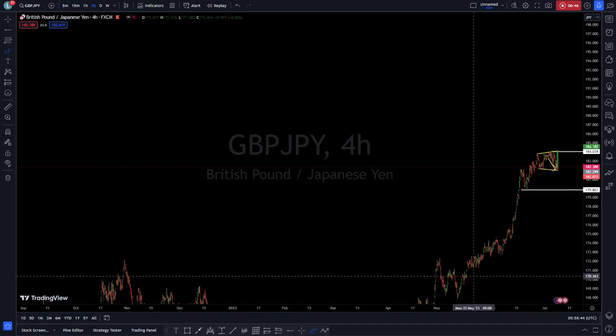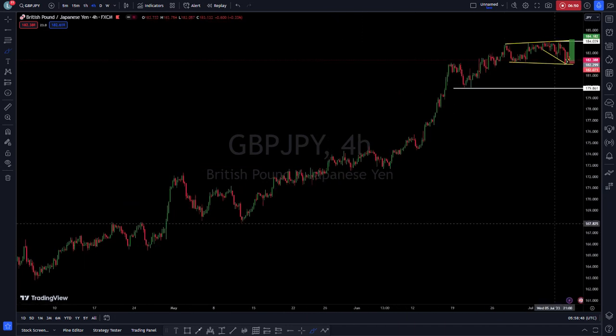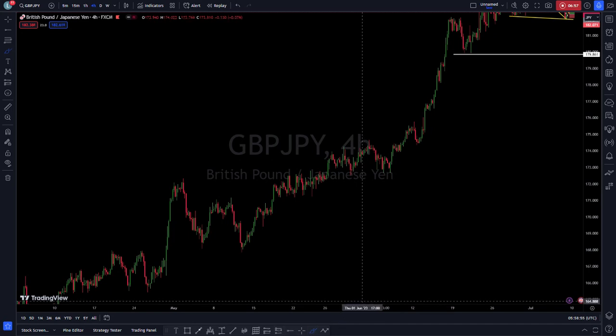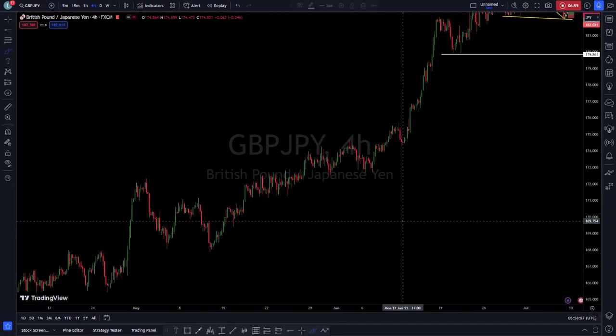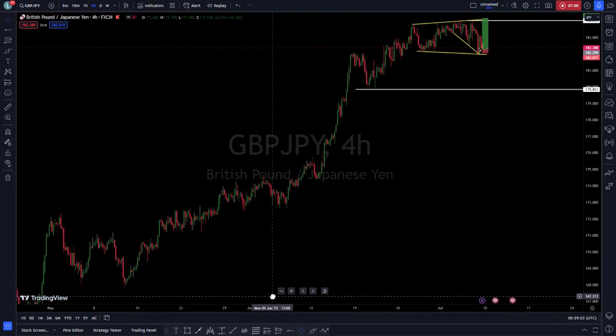Yeah, this is GBPJPY. Firstly, when you approach any market, you see what is actually reoccurring in this market. What is the overall trend? What is the main thing happening? So first of all, you can see the overall trend is an uptrend.